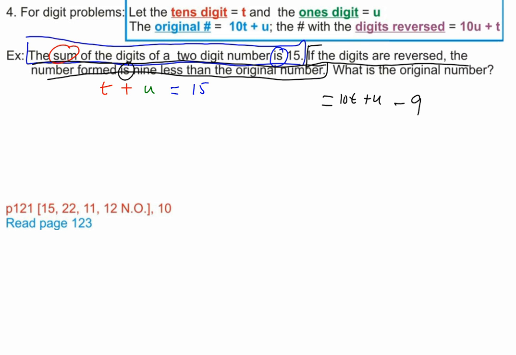Now we have to go back to the other side of the equal sign. What does it say? If the digits are reversed, the number formed... So what do I put on the left? 10u plus t, right? The digits-reversed number. If the digits are reversed, the number formed is 9 less than the original number.